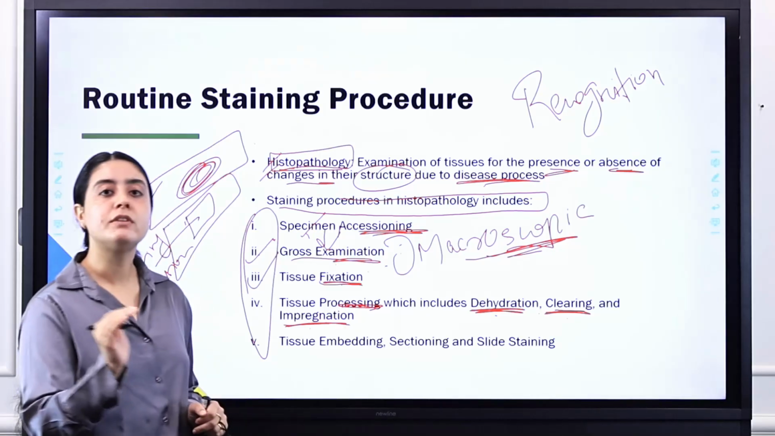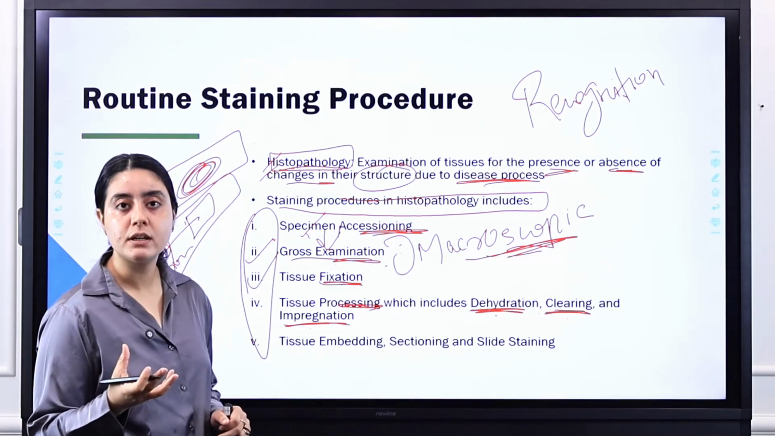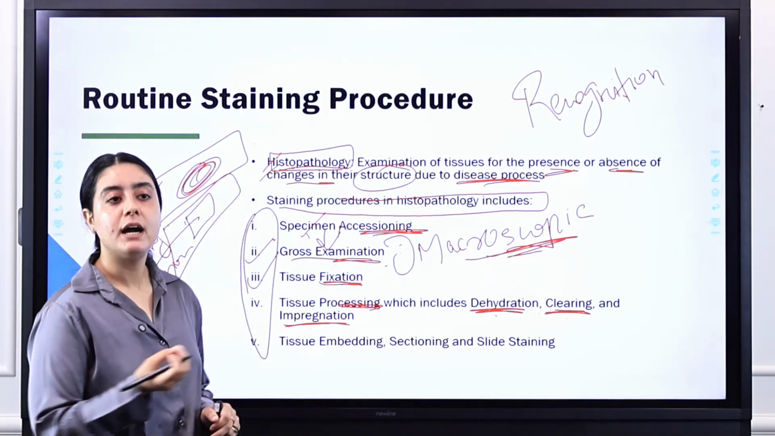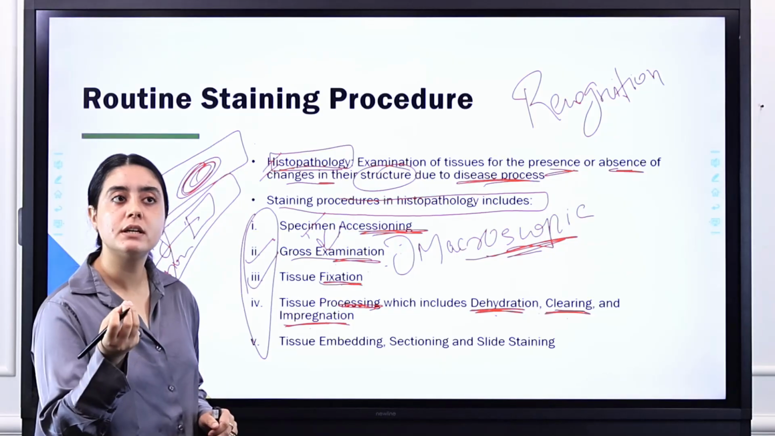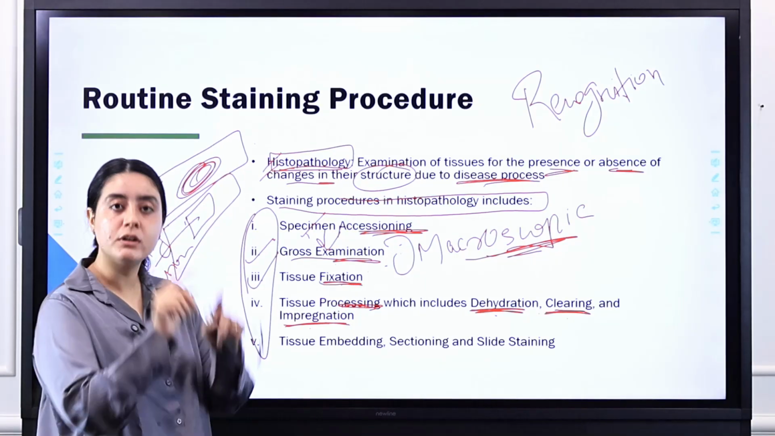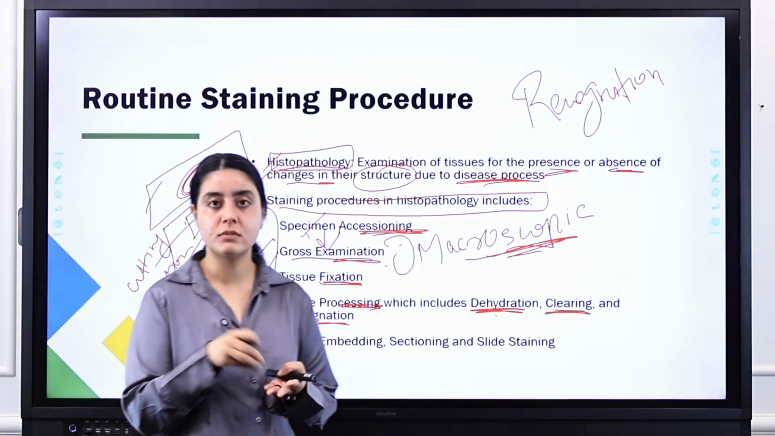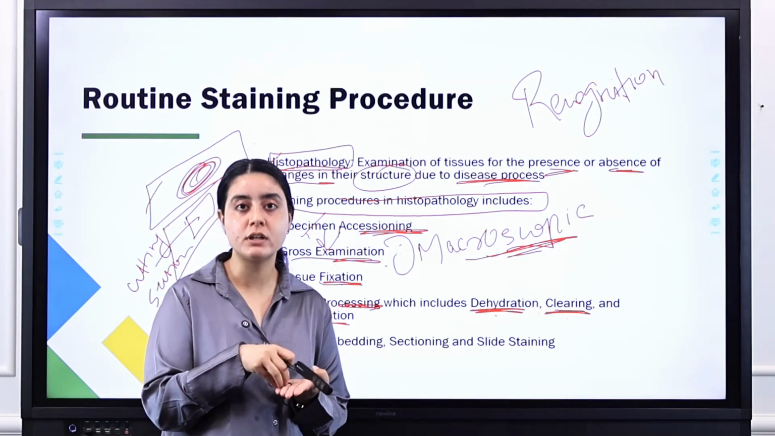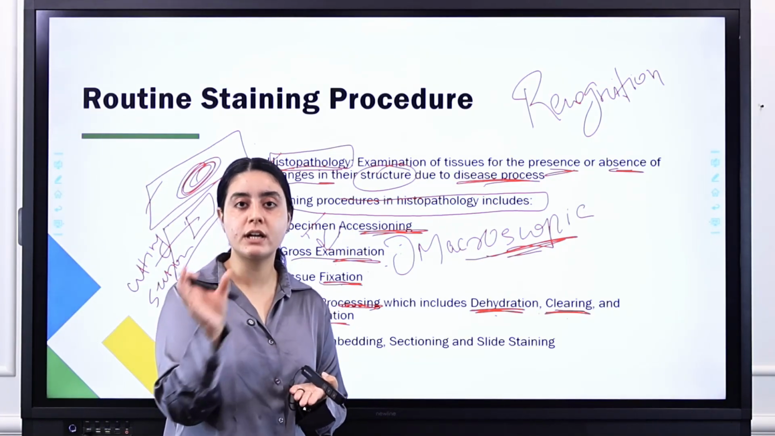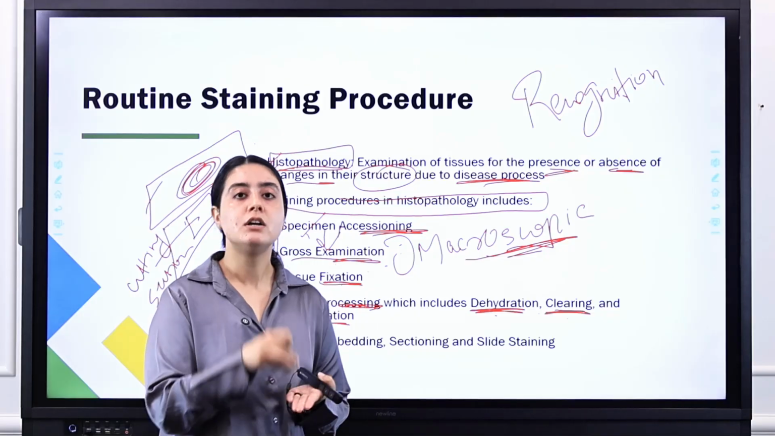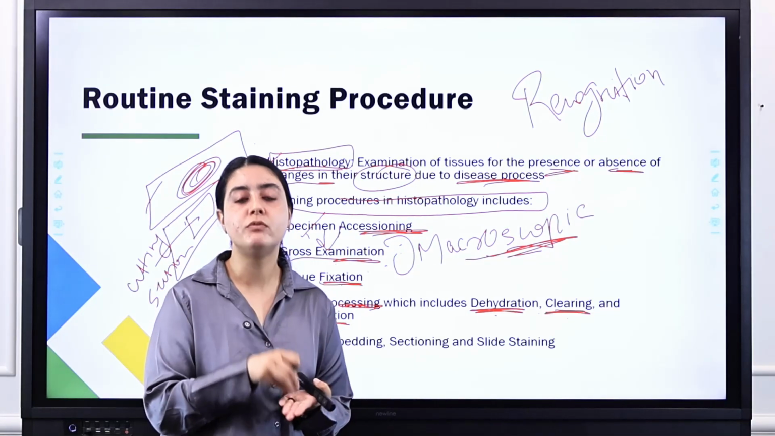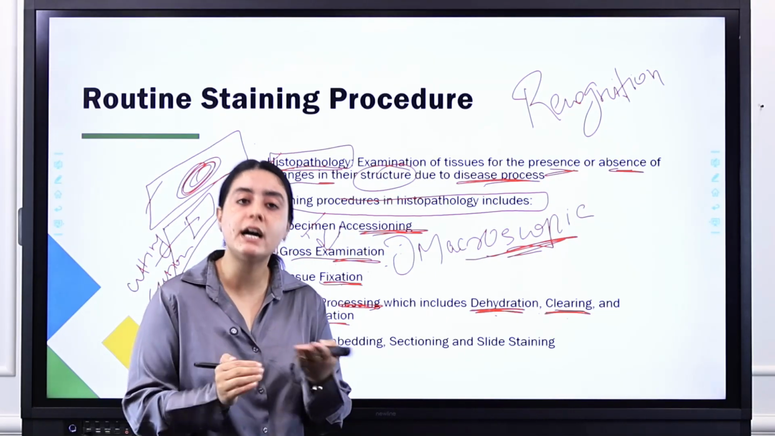Suppose you have received an organ sample in your histopathology lab, and this sample is liver tissue, a whole organ. The liver contains some water content, some fluid in it. So what we have to do is dehydrate it.